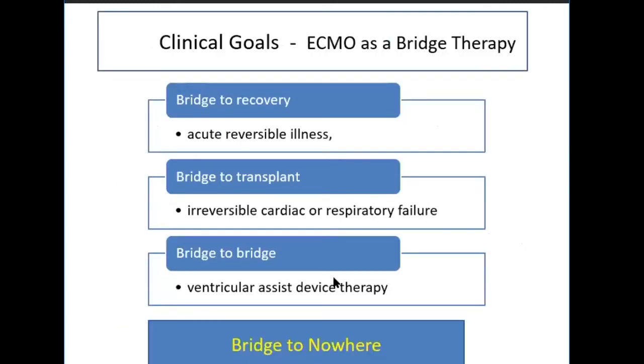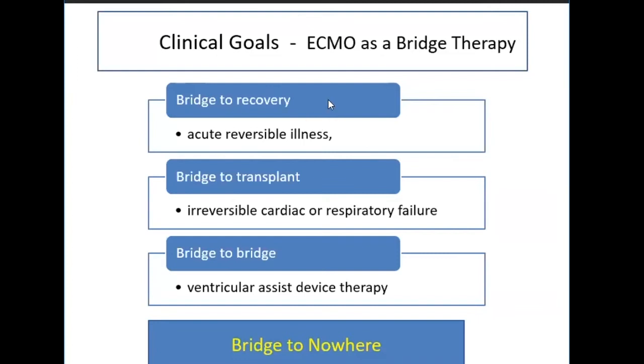Now, what are the clinical goals? This is when you are trying to put the patient on ECMO. It is a complex treatment, so it must have a goal. The first thing, and also the ECMO is not the treatment, it is just buying time. It is replacing the circulation and the oxygenation.